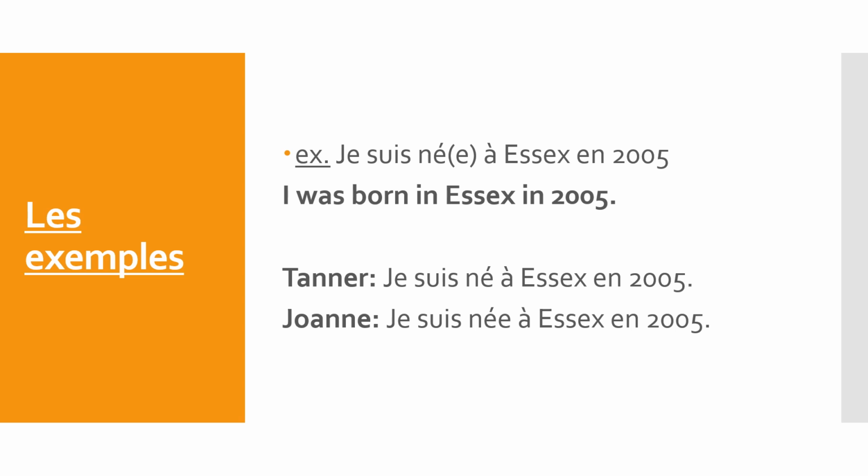Let's say you're writing me a paper though, and you wanted to say, Je suis né à Essex en 2005. You need to have the appropriate agreement in place, but you don't need any brackets because I know who the paper is coming from. For example, let's say my brother is submitting a paper, and he wrote, Je suis né à Essex en 2005. He would write né like this because he's a guy.